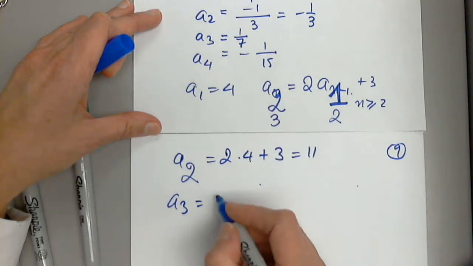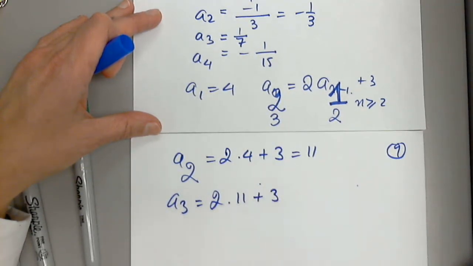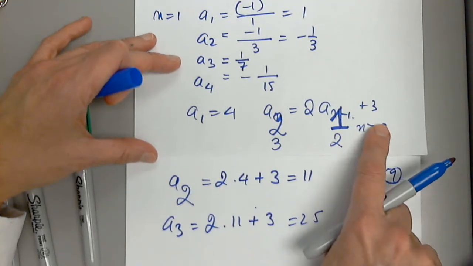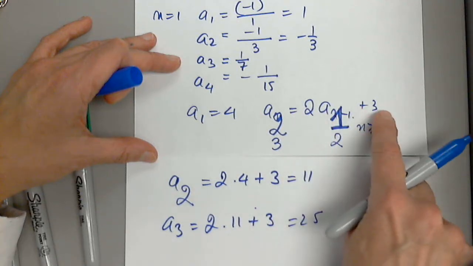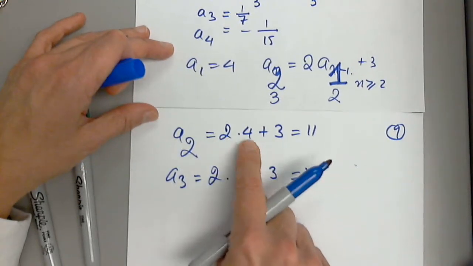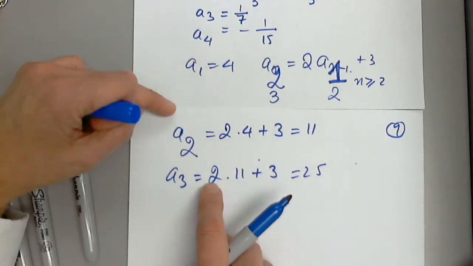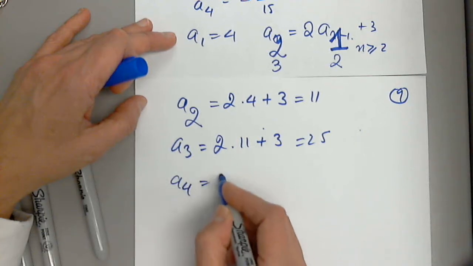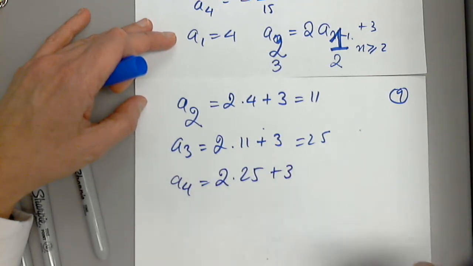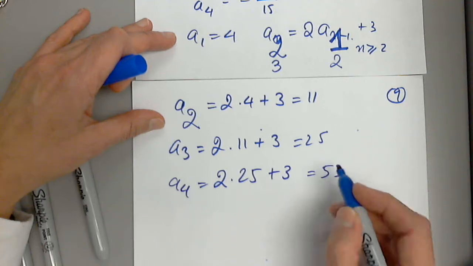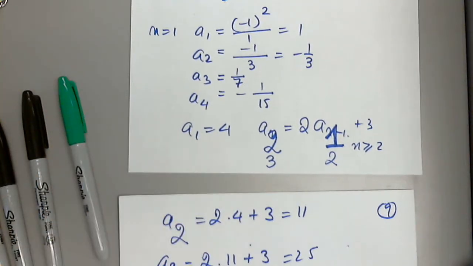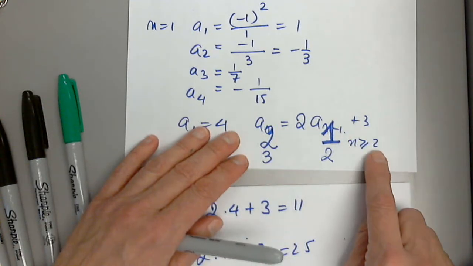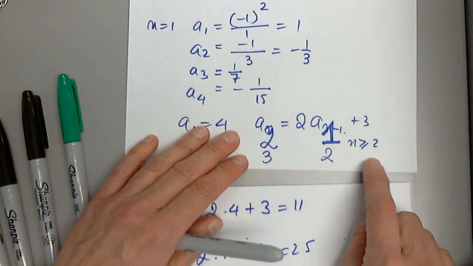a3 will be twice the previous term plus 3, which is 25. That's what the formula says. Any term is twice the previous one plus 3. a4 will be twice the previous one plus 3. So like for a1, you would put in... No, a1 is given to us. We cannot make up a1. The formula starts with 2. That's why we are given this condition here.